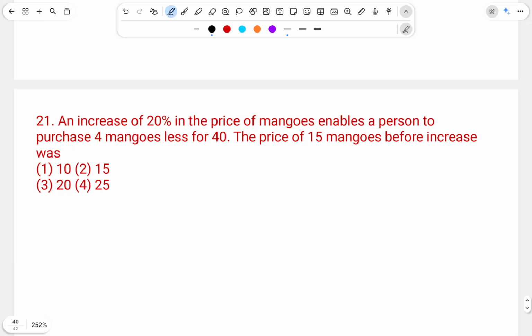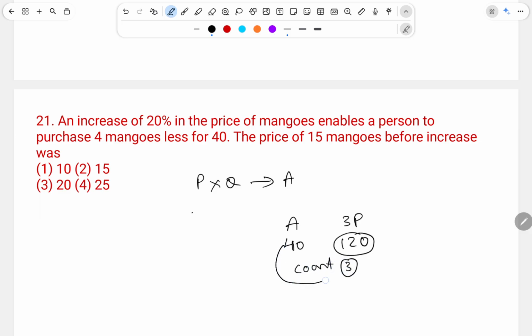An increase of 20% in the price of mangoes enables a person to purchase 4 mangoes less for 40 rupees. The price of 15 mangoes before the increase was? An increase of 20%. Now see, price into quantity becomes amount. Suppose I have an apple, let us take apple. One apple costs 40 rupees. If you want to purchase 3 apples, what is the cost? 3 into 40, 120. 120 is the amount. So price into quantity is the amount.